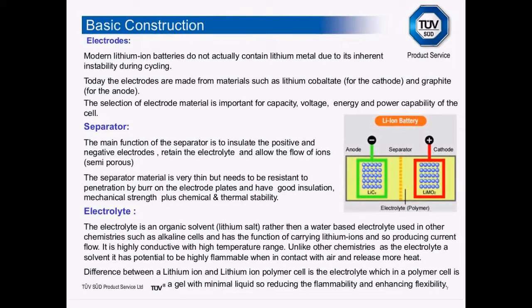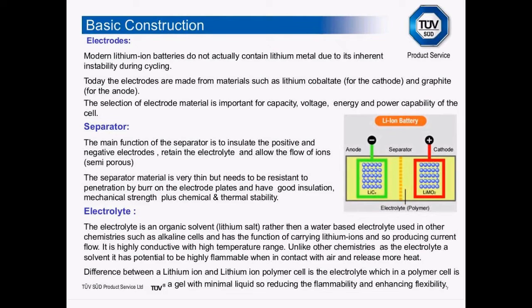The second key construction area is the separator. The main function of the separator is to isolate the positive and the negative electrodes and to retain the electrolyte, so the ions can flow through the separator on the basis that the separator is semi-porous. The separator is very thin, but it needs to be resistant to puncture by burrs on the electrode plate and has to have good insulation properties, mechanical strength, chemical and thermal stability.